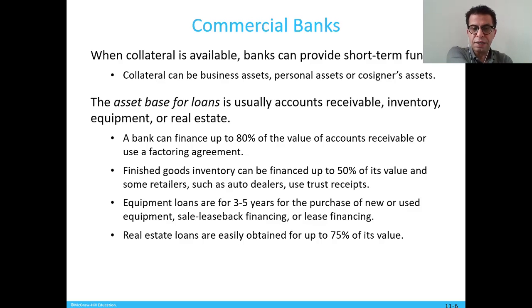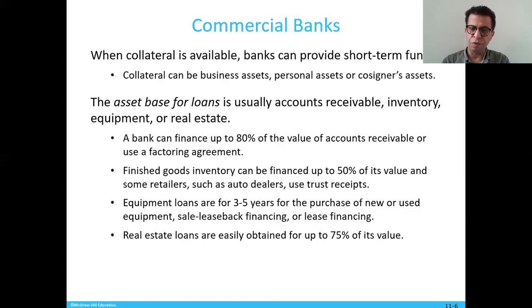The assets best for a loan are usually accounts receivable, inventory, equipment, and real estate. The bank will examine your accounts receivable, or what kind of inventory you have, and whether you have a house or a place where you are doing the business. Then the bank can finance up to 80% of the value of accounts receivable. That's in the USA. It's also mostly applicable here.